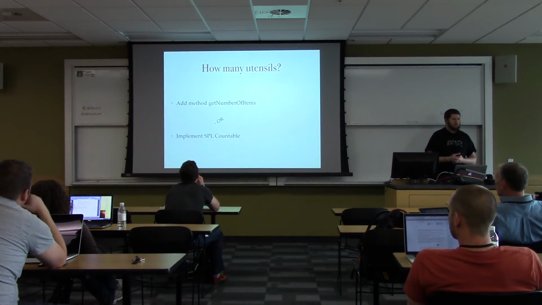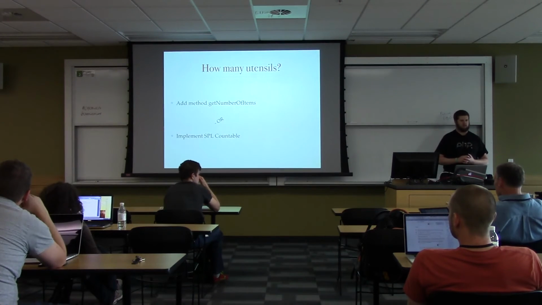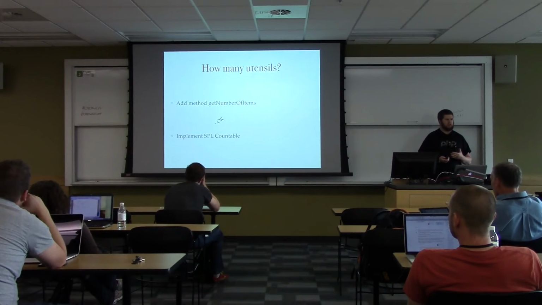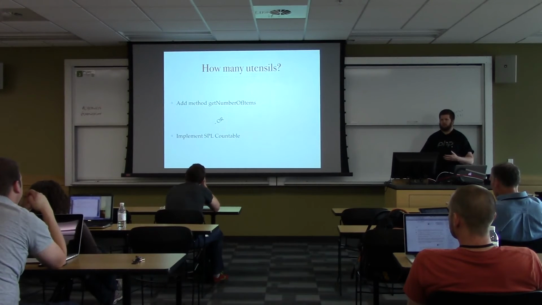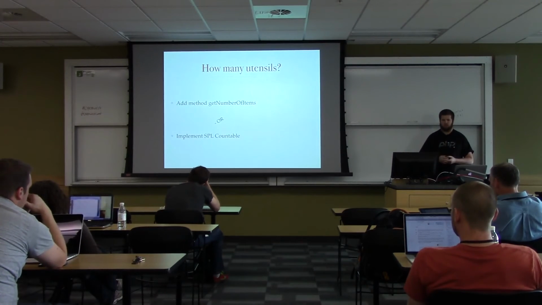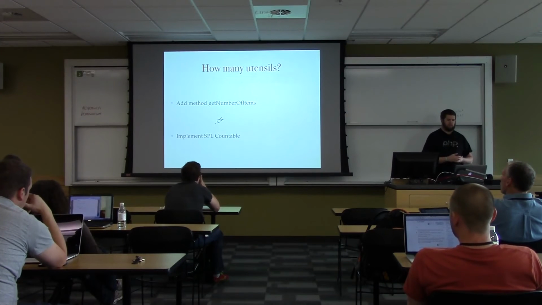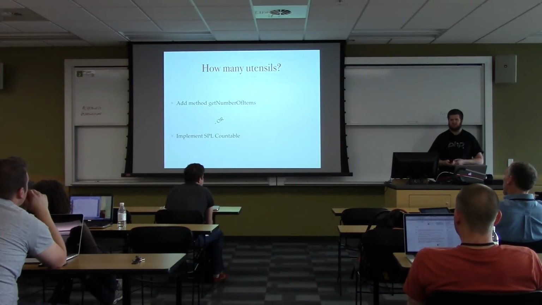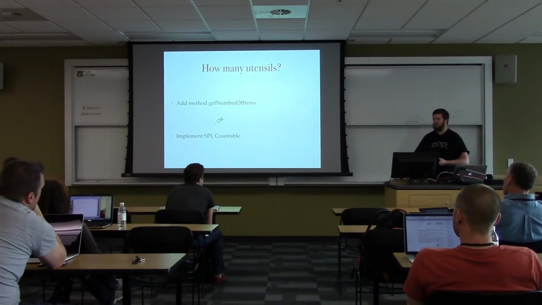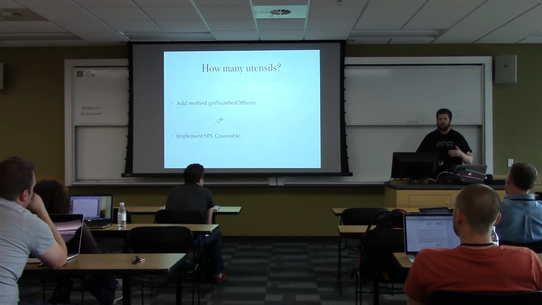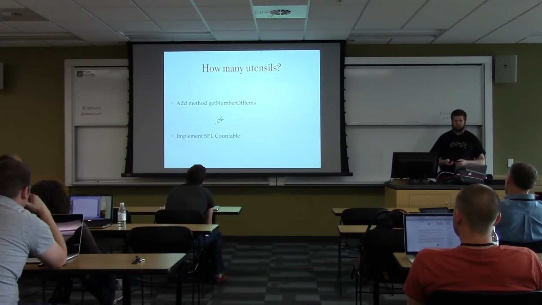So now we need to figure out some things. How many utensils do we have in this drawer? We could add a new method into our drawer called getNumberOfUtensils that would go and count the things that are in our silverware drawer. Or we can do what we're going to do in this presentation, which is implement SPL Countable, an interface that is provided by the SPL, the standard PHP library, and it's pretty cool.